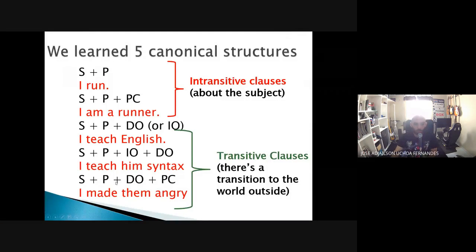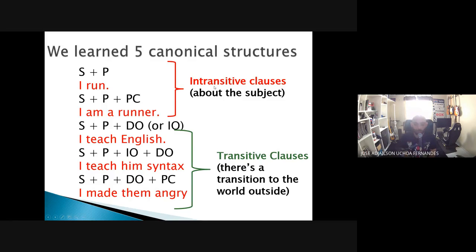So subject, predicator, direct object, because I did something to you. You are in a direct relationship with my action, and predicative complement, angry, which refers back to them. I made my students confused. Making confused is what I did, and my students are in a direct relationship with me in order to get confused. And confused is a predicative complement that describes the students. So basically, we have 5 canonical structures.